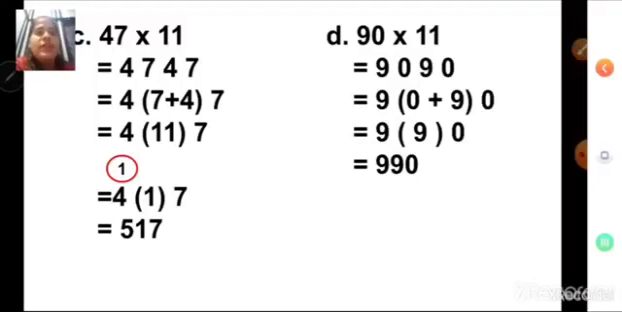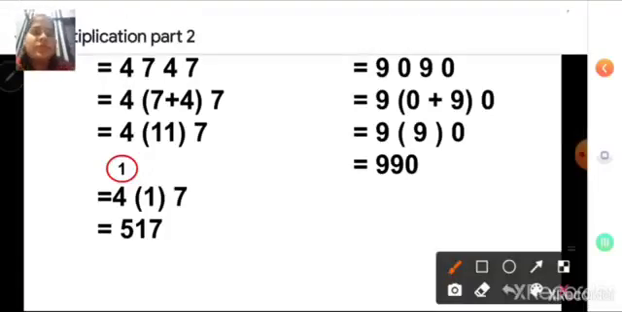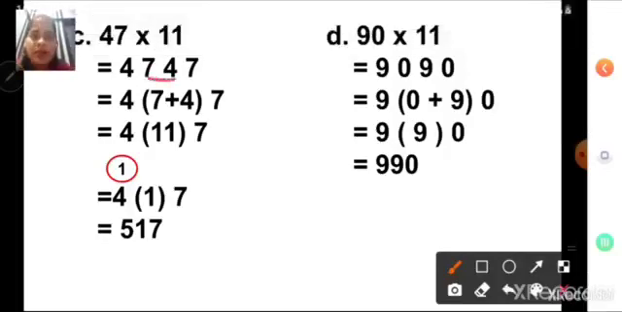C1, 47 multiplied by 11. Okay. So 47 we have to write 2 times. 4, 7, 4, 7. Okay. 4 will be as it is. Then the middle numbers 7 and 4, we have to put in bracket and put a plus sign. And finally the last number we write as it is. Then we have to add the numbers which we have put in bracket. Then 7 plus 4 is 11. Correct? Now 4 will be as it is, then 11 and then 7.